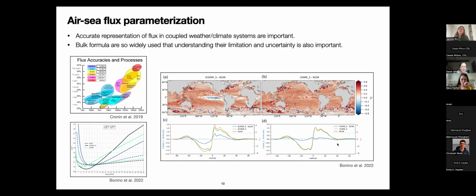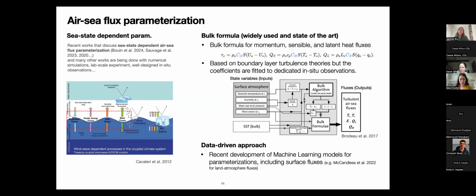So really, although I'm not really an expert in this, I'd say there's still limited understanding of the uncertainty of bulk formula itself. We have analysis of uncertainty in the state variables, how that propagates through bulk formula, and we can get uncertainty through comparing different flux products. But in this work, we're aiming at understanding better the limitation of bulk formula themselves.